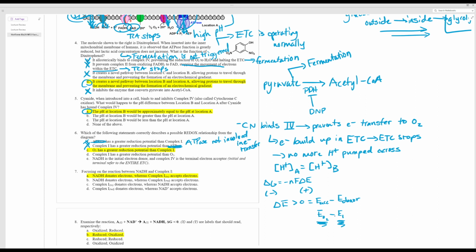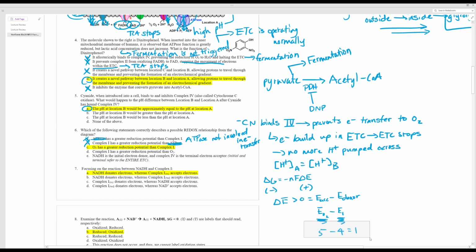If you have something minus something that's smaller, let's give arbitrary numbers, 5 minus 4, because 4 is less than 5, you get a number that's greater than 0. I don't remember what oxygen is, 0.82 volts. I don't remember what complex 1 is. But we need this to be higher in terms of reduction potential, so that it can steal electrons. So C is true.